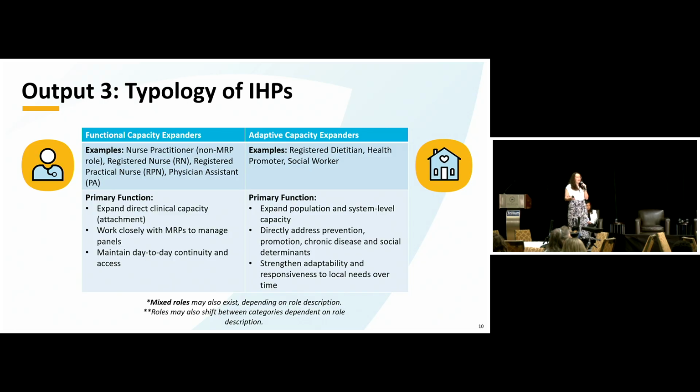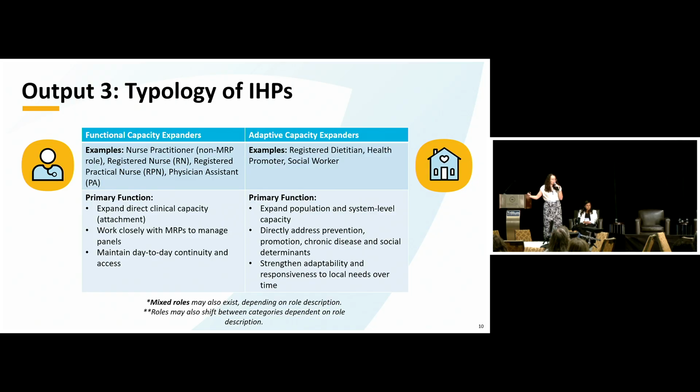So from all this analysis, it's noted that there doesn't seem to be a consistent team composition across any of the FHTs that we sampled that contributed to attachment capacity in the same way. So there was no increase based on a certain composition. We didn't see that. What we did see is that some roles may be more present in teams with higher per MRP attachment capacity, such as registered nurses. So the suggestion is that some roles are functional capacity expanders, which may increase direct clinical capacity to attach in a more immediate sense.